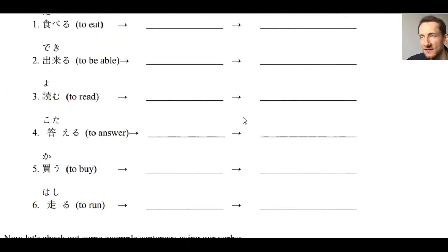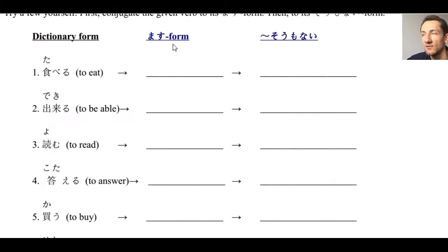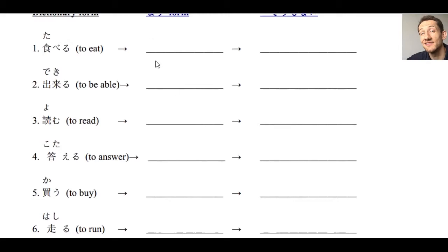Okay, so we'll try some on our own. We have 6 this time. So pause the video, fill in the blanks with the masu form and then the そうもない form. All right, so now let's check our answers.